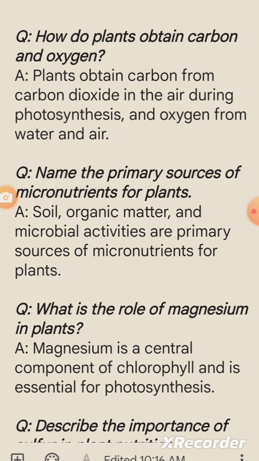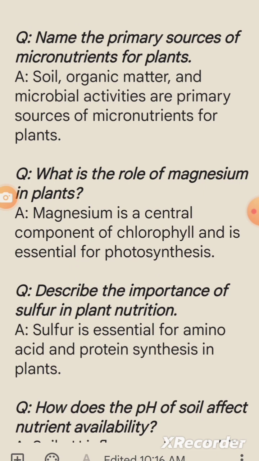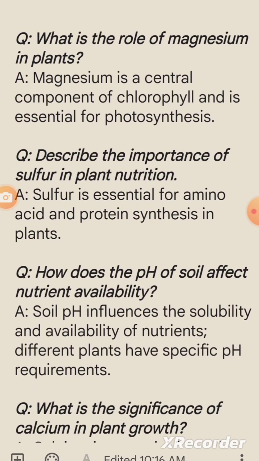Question: what is the role of magnesium in plants? A. Magnesium is a central component of chlorophyll and is essential for photosynthesis. Question: describe the importance of sulfur in plant nutrition. A. Sulfur is essential for amino acid and protein synthesis in plants.